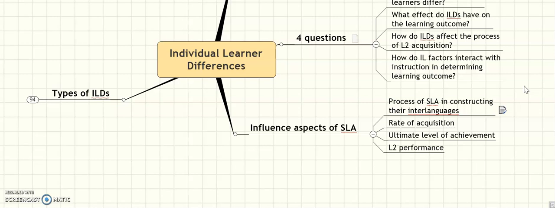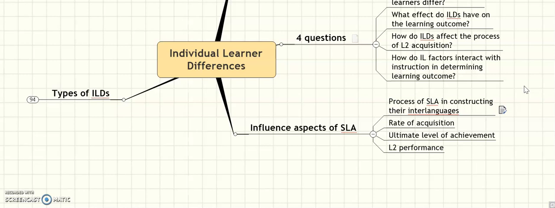Still in relation to the development of interlanguages, ILDs also influence the rate of language acquisition. Those with good language aptitude will probably acquire a second language much faster than those who have relatively not as good language aptitude.